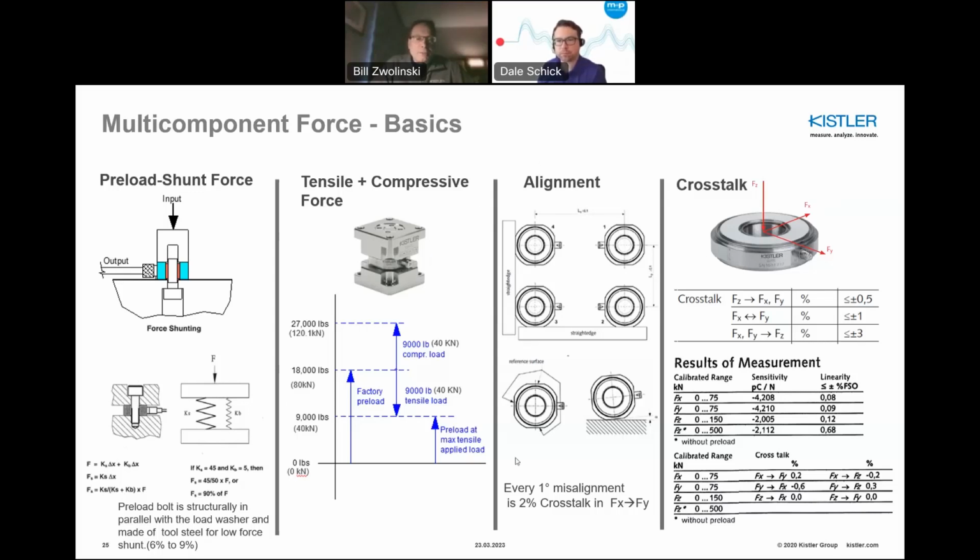Alignment of sensors is critical. Every 1 degree of misalignment is 2% of crosstalk between X and Y. Crosstalk is basically illustrated here, in this case, FX to Y and Z, or to X and Y between each other, and X and Y to Z. So you can see these would be like data sheet values, but you can see the actual calibration sheet values are substantially lower, which is very accommodating to more accurate testing.